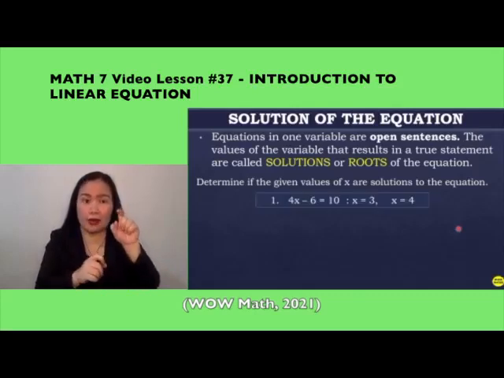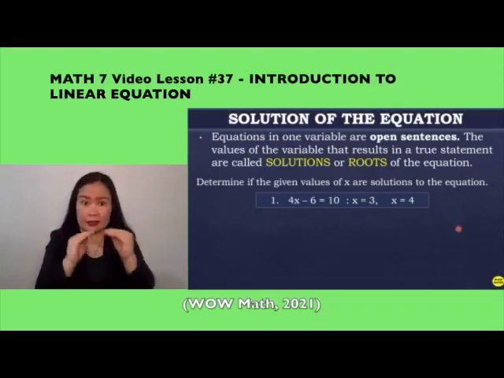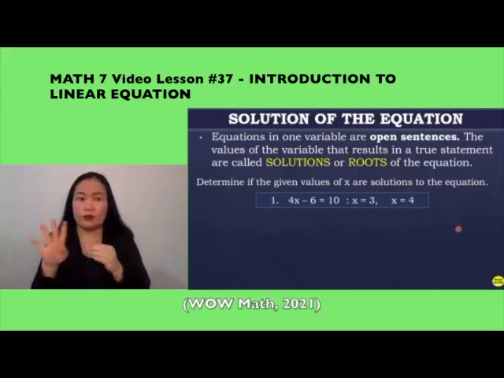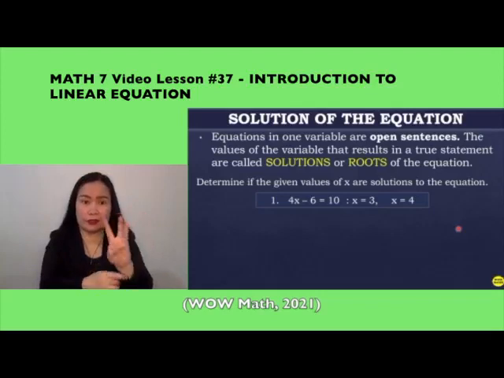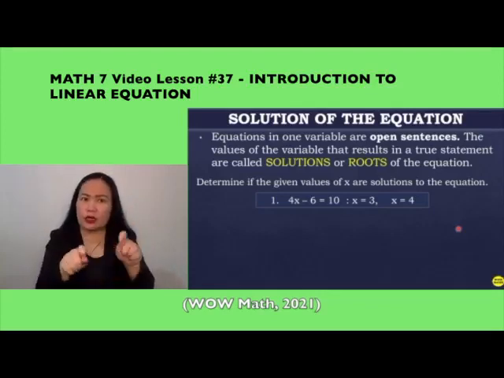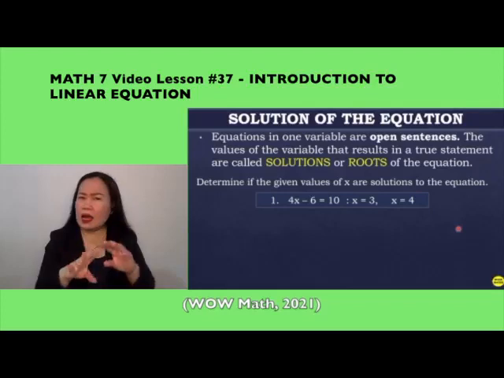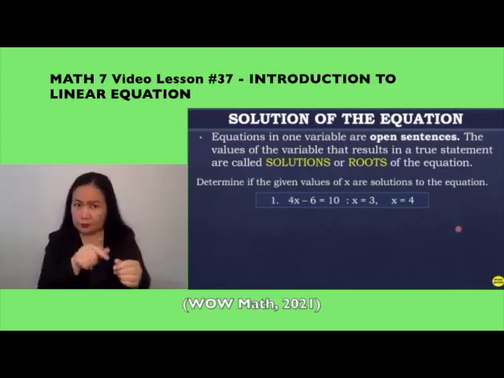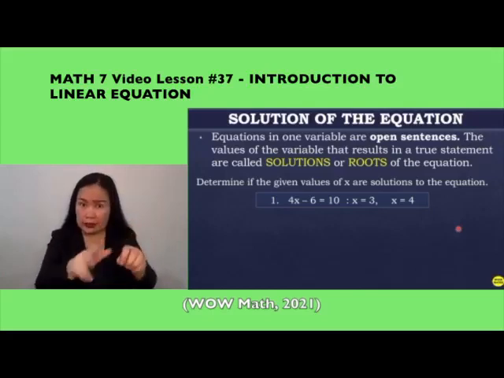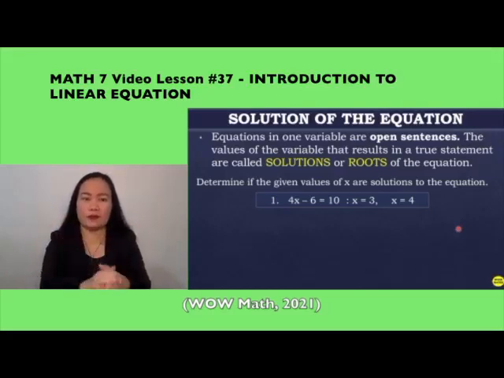I have here 4x minus 6 is equal to 10. We will try to solve x is equal to 3 and x is equal to 4 in the given equation. This is an equation kasi meron tayong left side of the equation, right side of the equation, and the equal sign. So, 4x minus 6 is equal to 10 is an equation. Now, paano natin kukunin ang solution? Meron tayo ditong values na given. Kapag given yung values of x, ibig sabihin nun, itatry mo siyang isolve.